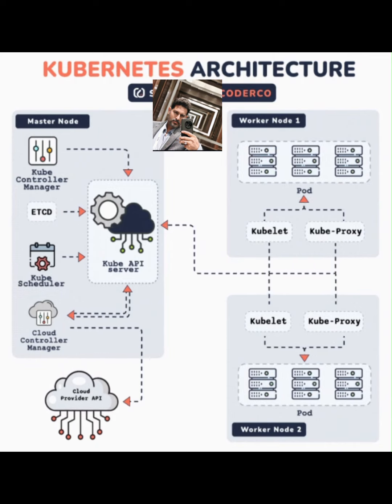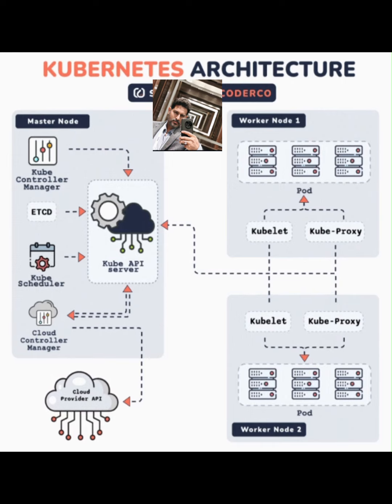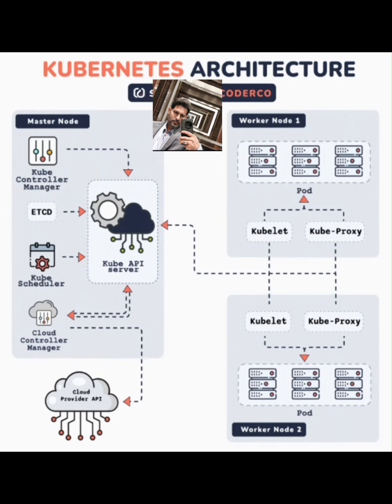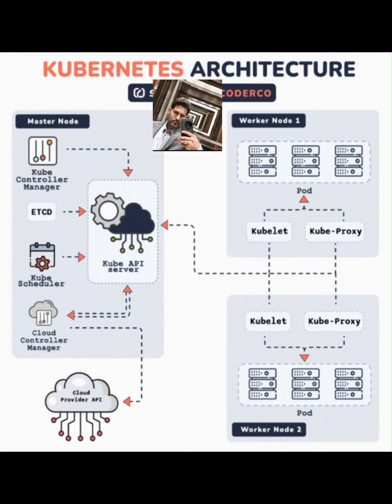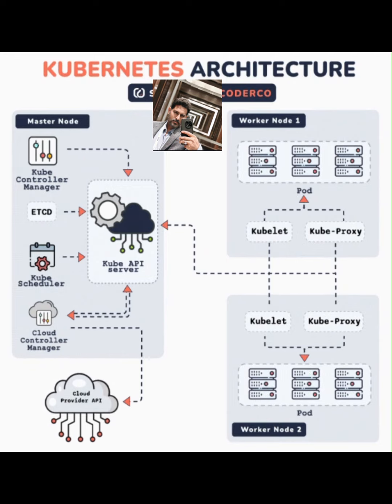Next, we have the scheduler. Once the API server gets a request to, say, create a new pod, we'll talk about pods in a bit, they're like the smallest units in Kubernetes. The scheduler's job is to decide where that pod should run.